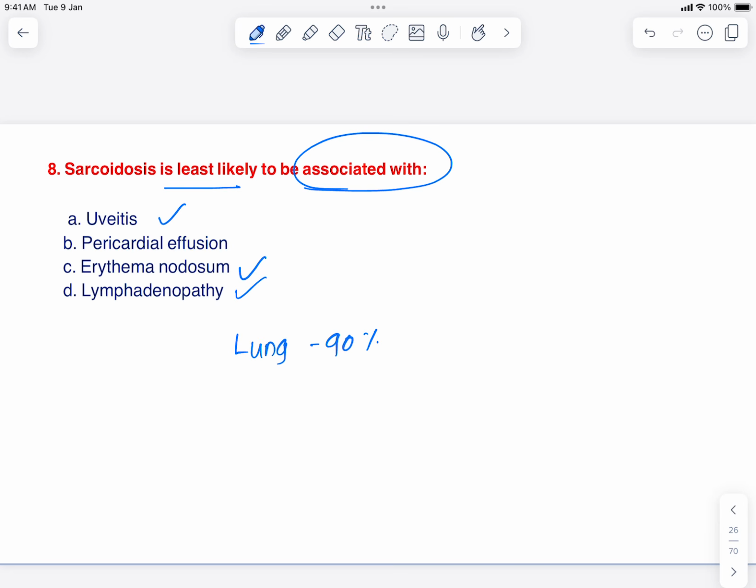That is anterior uveitis as well as pars planitis. But pericardial effusion in patients with sarcoidosis, right? This is one of the rare manifestations in patients with sarcoidosis. Pericardial effusion is not common, right? And the cutaneous symptoms we have already discussed, that is erythema nodosum as well as lupus pernio. Next question.